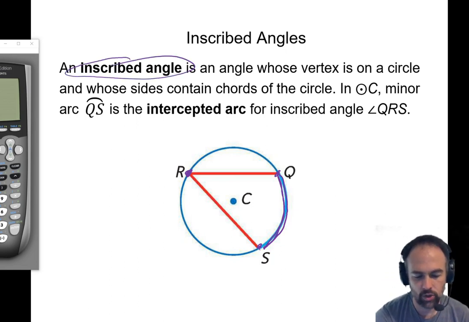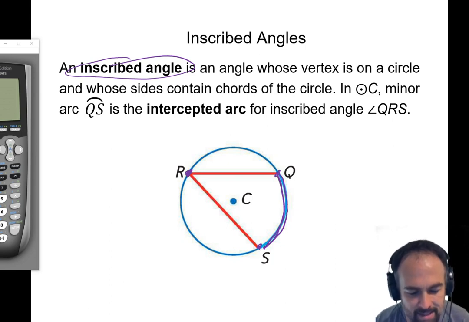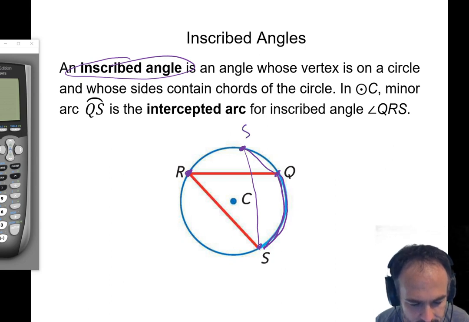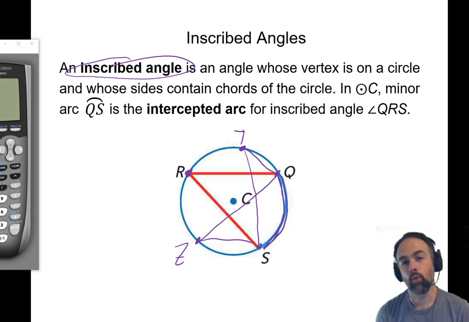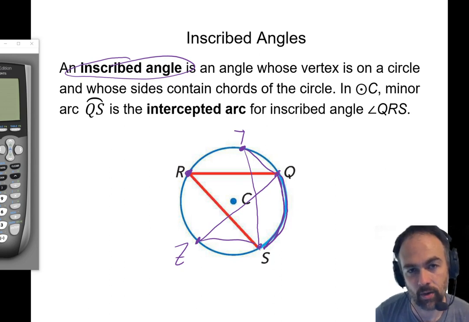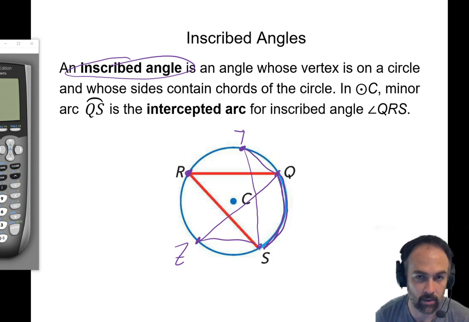Now, what you need to know about the inscribed angle is it doesn't matter where on the circle it is. I could put it over there. This is still over here at point, I already have an S. Over here at point T. That's still an inscribed angle. I could also put another point down here, Z. That's an inscribed angle. It doesn't matter where on the circle I place the vertex of the inscribed angle, the properties I'm about to show you in the next slide are going to hold true.